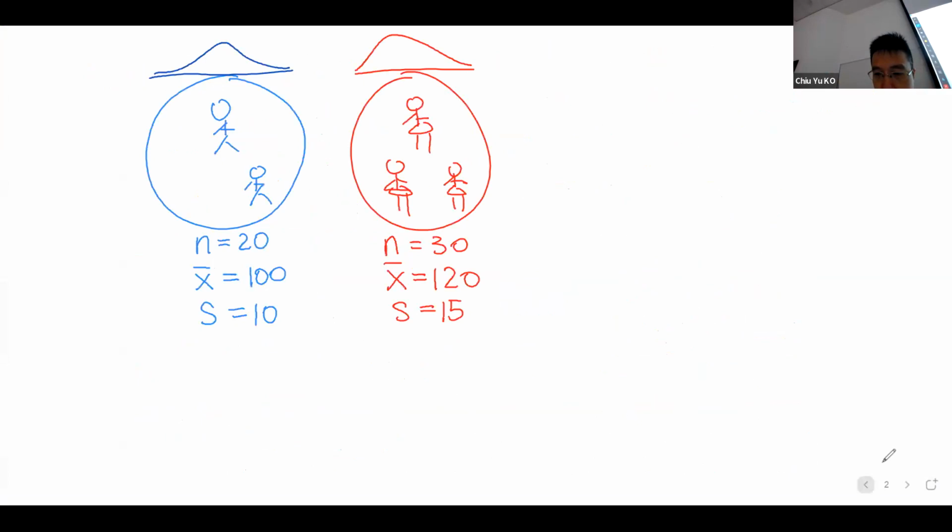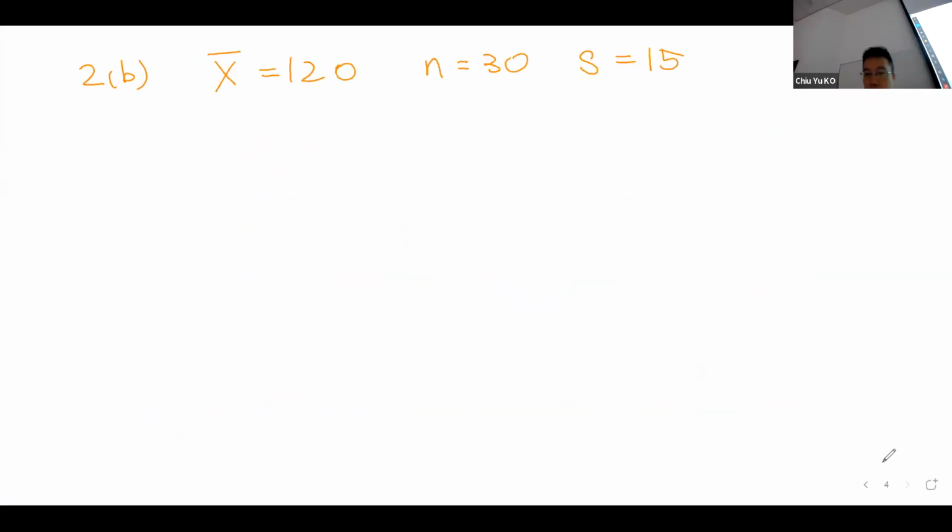Right? So what we have is the female sample, with X bar is 120, N is 30, and S would be 15. Okay? So what we need to do is a 95% CI. And I'm not going to repeat the theorem, but this is what we have.